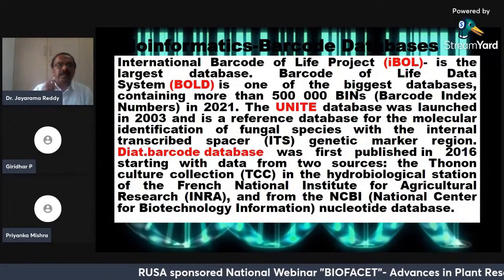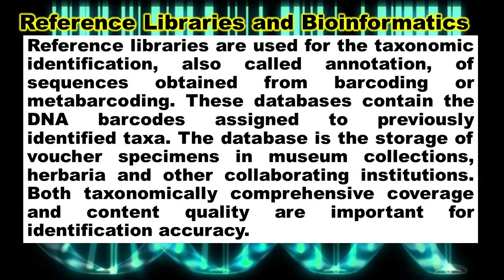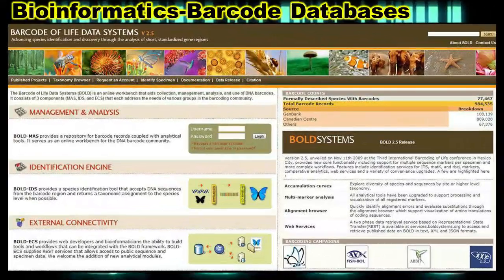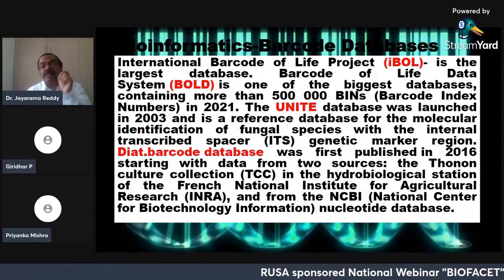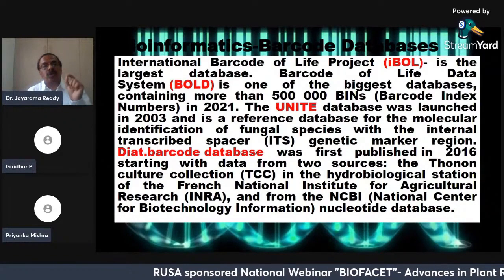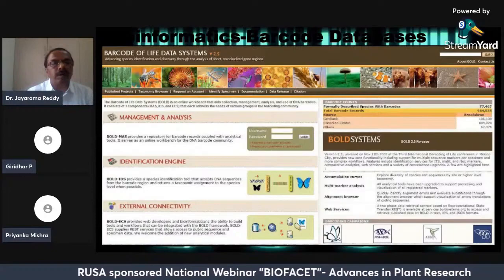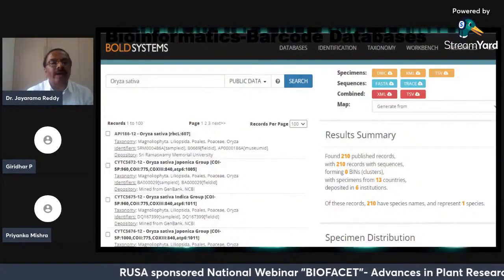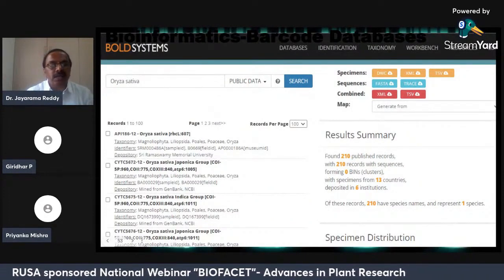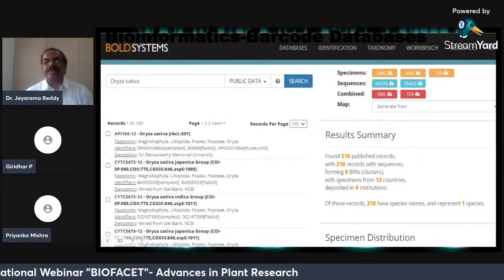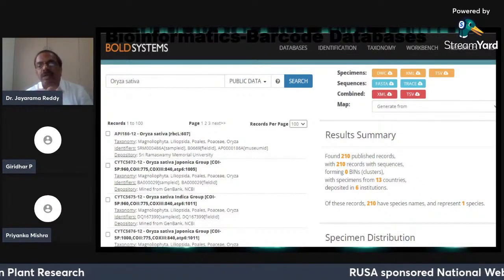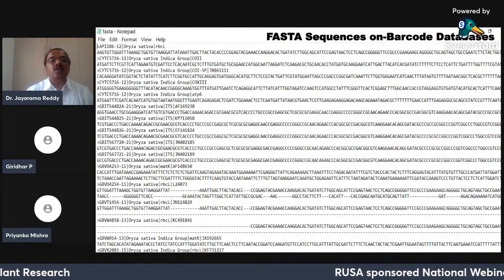The largest DNA barcoding library is the International Barcode of Life Project, iBOL. The second largest is called BOLD, which has about 5 lakh bins. Bins are nothing but barcode index numbers. This is BOLD, the Barcode of Life Database. I tried to identify the sequence of Oryza sativa, which I did recently. Oryza sativa is one plant where a lot of work has been done. You can see here the FASTA sequence of Oryza sativa.